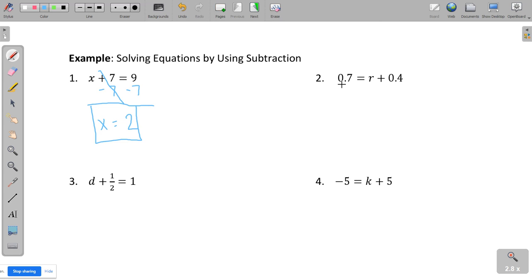Number 2, we have 0.7 equals r plus 0.4. We have r plus 0.4, so we have to subtract 0.4 from both sides. It cancels out. We bring down our r equals 0.7 minus 0.4. 7 minus 4 is 3. So we have 0.3.